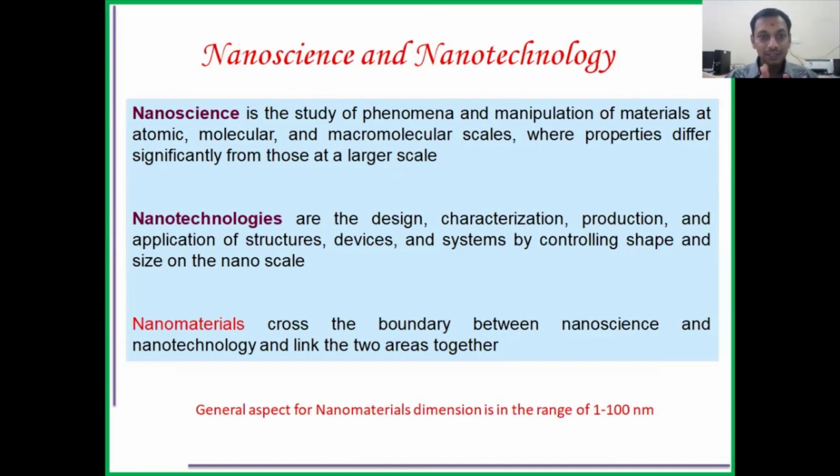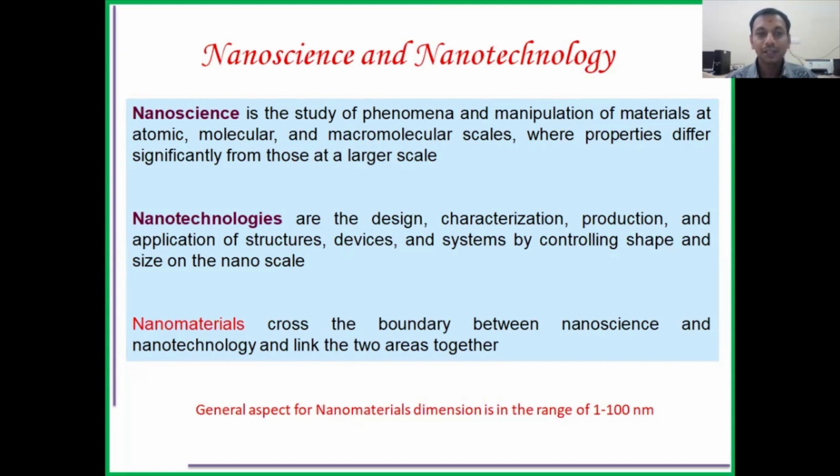It means here is the clear comparison between the bulk level as well as the nano level. So you can talk at atomic and molecular level in nanoscience. Nanotechnologies are the design, characterization, production and application of structures, devices, and systems by controlling shape and size on the nanoscale. So anybody can design, characterize, and produce by using the knowledge of nanoscience, by using the nanomaterials they produce by using the nanoscience.